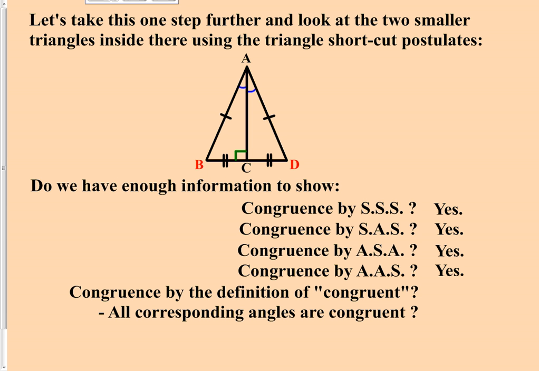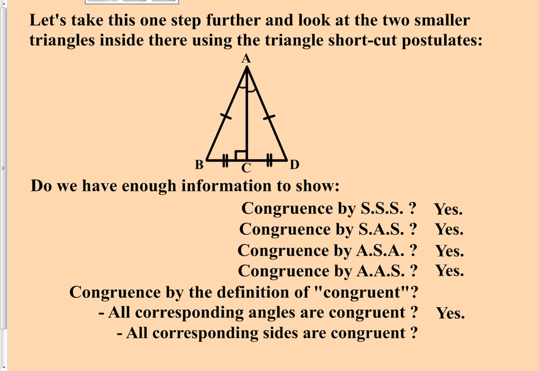So the blue guy and the green guy plus the red guys are going to have to add up to equal 180. Well, we know that the blue guys are the same. We know that the green guys are the same. And we know that all 3 are going to have to add up to be 180. The red guys are not going to have any choice except to be the same measurement. So all corresponding angles are congruent.